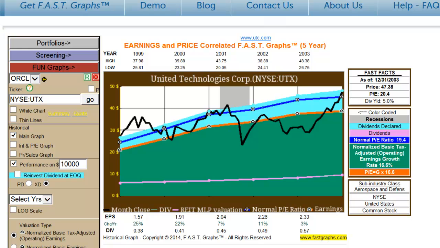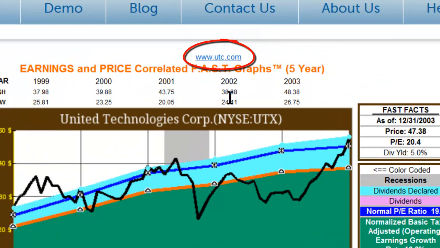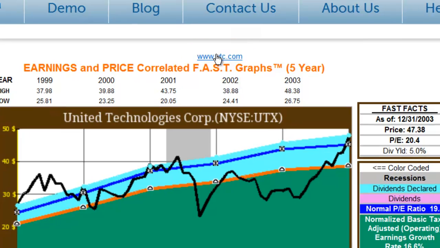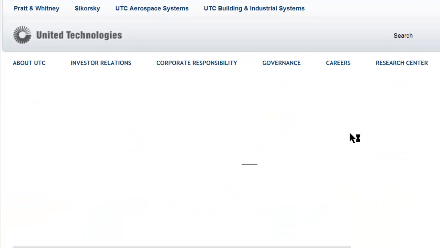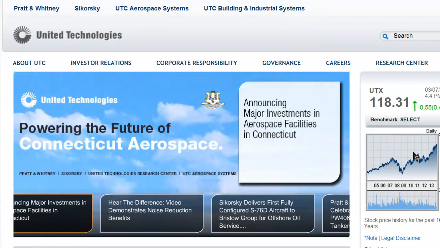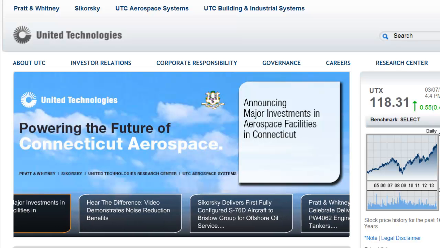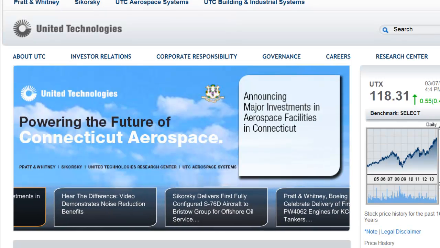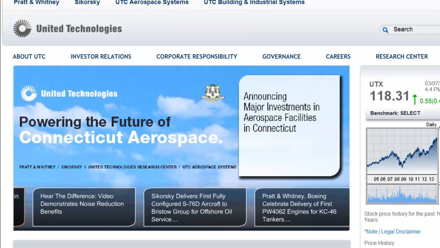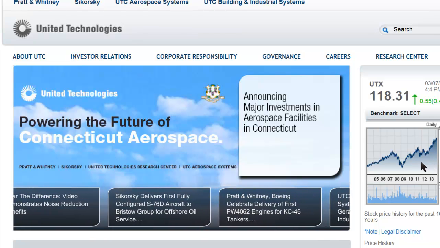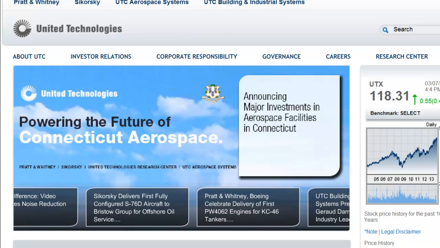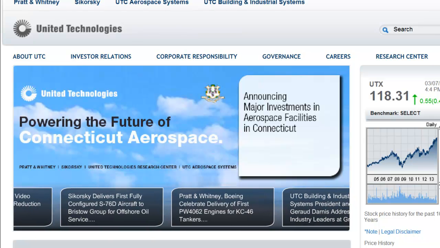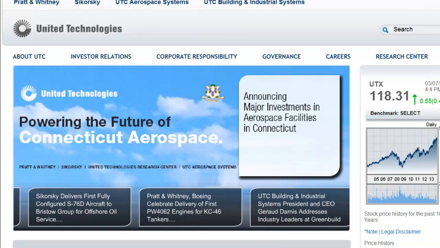A final feature of the historical F.A.S.T graphs is the link to the company's website at the top of the earnings and price correlated graph. This allows the subscriber the ability to begin a more comprehensive research effort on any company they would be interested in learning more about, because it takes you directly into the company's own website. This is further evidence of the F.A.S.T graph's ability to aid the subscriber in conducting comprehensive, fundamental research deeper and faster than ever before.